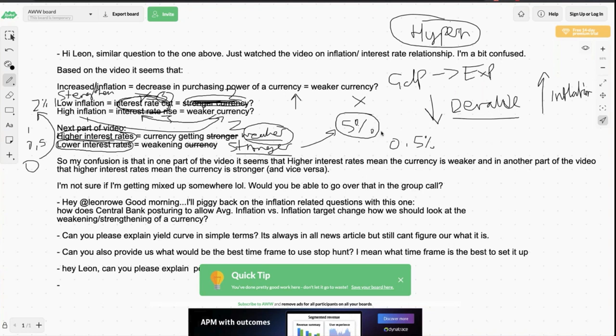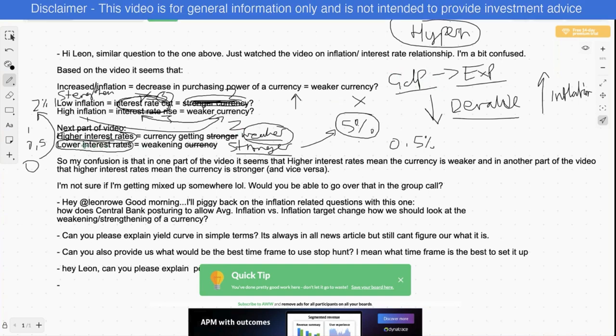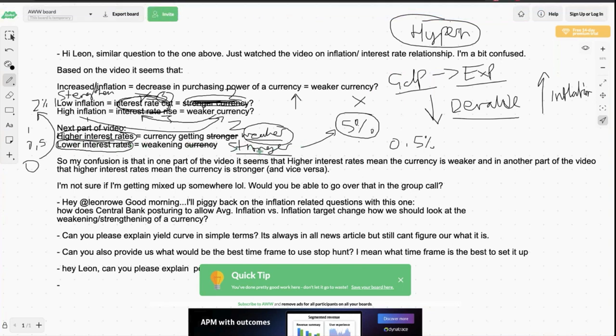So the point is that you want a cheap currency to boost exports, which boosts GDP. When they're lowering interest rates, it means that their currency is too strong and they're trying to weaken the currency, especially in a recession. So hopefully that clears everything up.